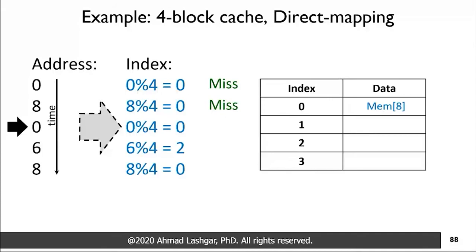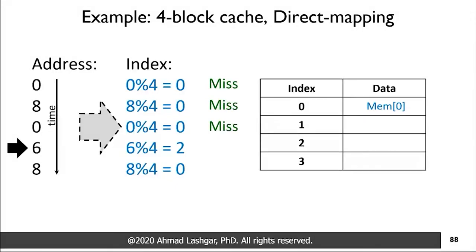Next request is again for address 0, but we have just replaced address 0. This example is also showing how contention happens. Address 0 and 8 are constantly replacing each other. Address 0 is mapped to index 0 of the cache. At index 0, we have memory address 8, so we don't have 0, so it's again another miss. We go to lower level memory, get the data, and bring it in and replace it at index 0.